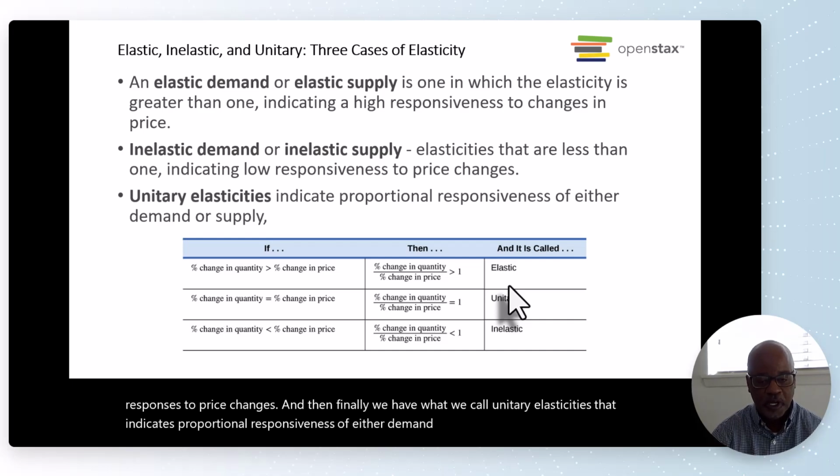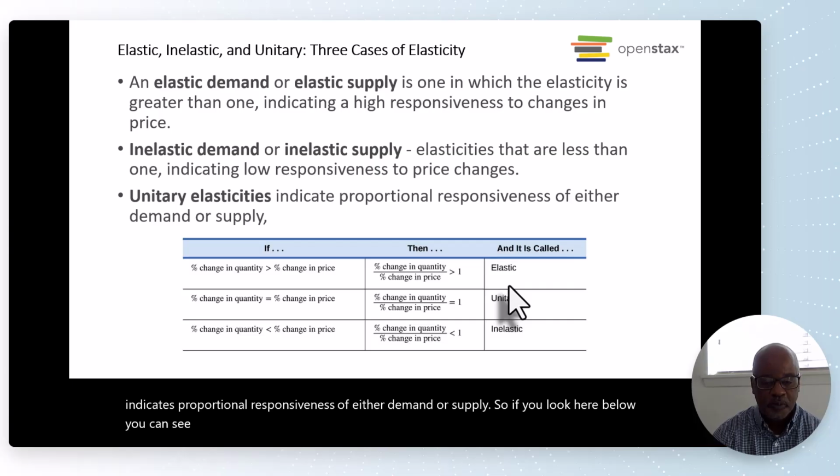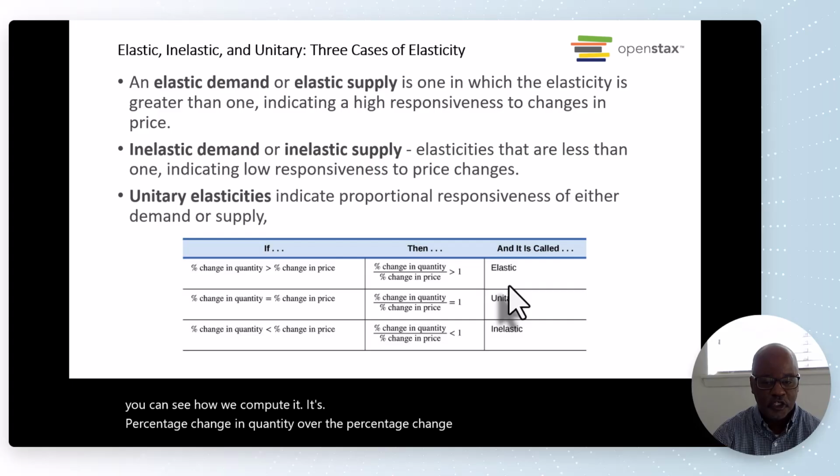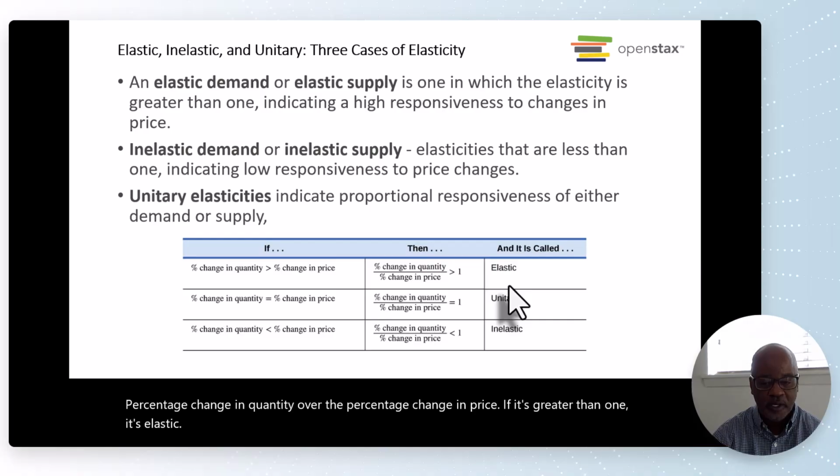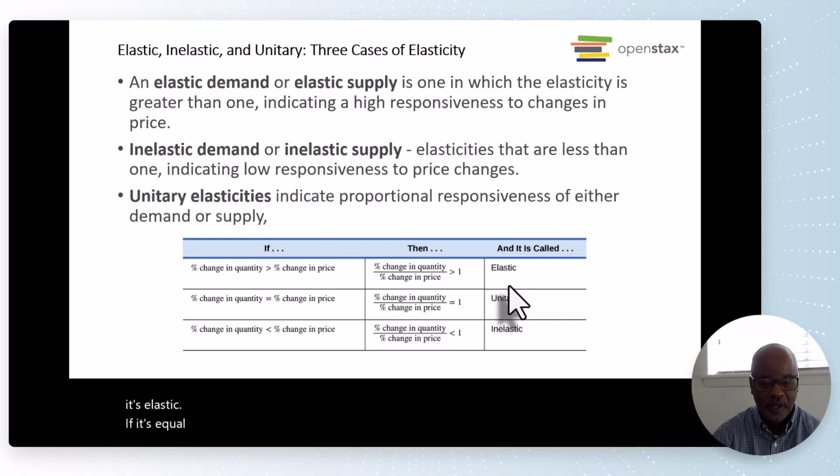So if you look here below, you can see how we compute it. It's the percentage change in quantity over the percentage change in price. If it's greater than one, it's elastic. If it's equal to one, it's unitary. If it's less than one, it's inelastic.